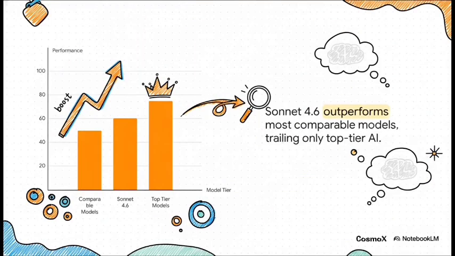And this chart gives us a great visual of where Sonnet 4.6 fits into the grand scheme of things. You can see it's clearly outperforming most of the models in its weight class. Now, it's not quite at the level of the absolute top-tier models, like Anthropic's own powerhouse Opus, but for this more accessible, mid-tier category, it's a massive step up.